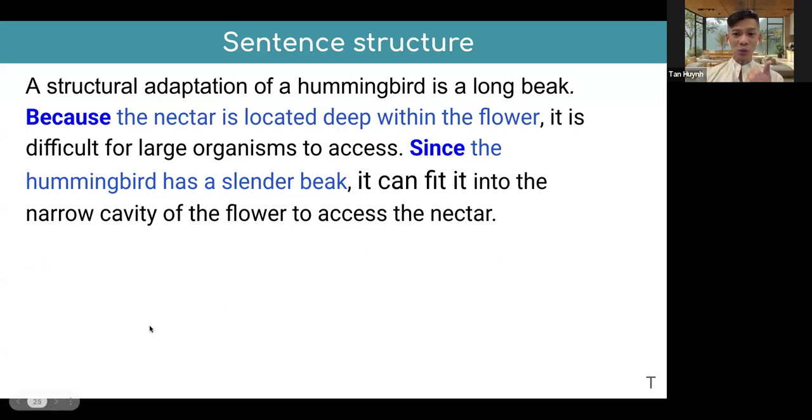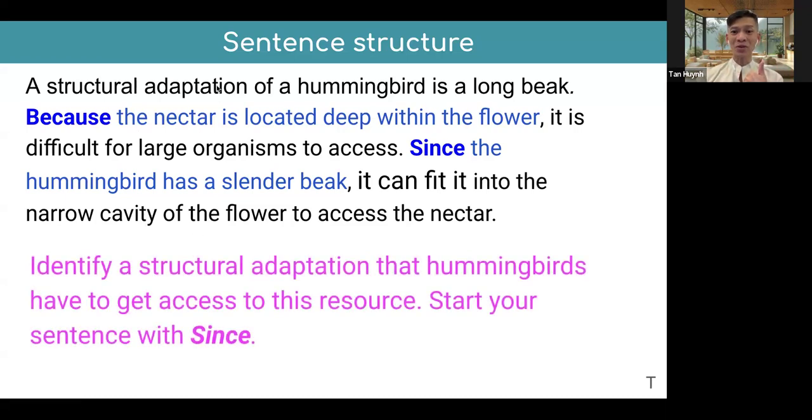Now we move to the next word, which is since. It's the same concept of a dependent clause: a subordinate conjunction, comma, noun, verb, detail. Since the hummingbird has a slender beak, it can fit it into the narrow cavity of the flower to access the nectar. So I would tell my students the next thing you're going to say is, identify the structural adaptation of the hummingbirds to get access to this resource. Start your sentence with since.